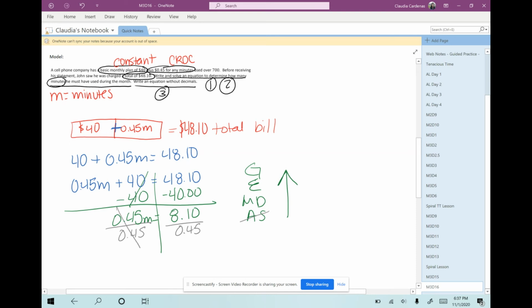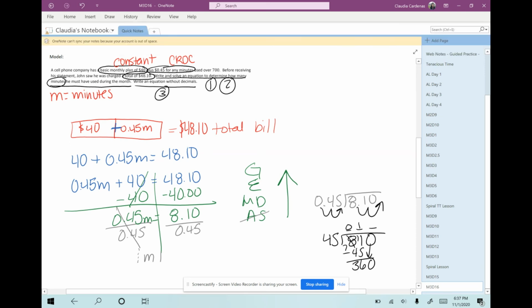So let's go ahead, and I'm left with 1m, which I know I can just write as m. And now we have $8.10 divided by 0.45. Well, we know we never divide by decimals, so let's make this a whole number by moving it 2 times to the right, which means we have to move this over 2 times to the right and put in our zeros. I know 45 goes into 81 one time. And then I'm going to borrow, and I'm left with 360.